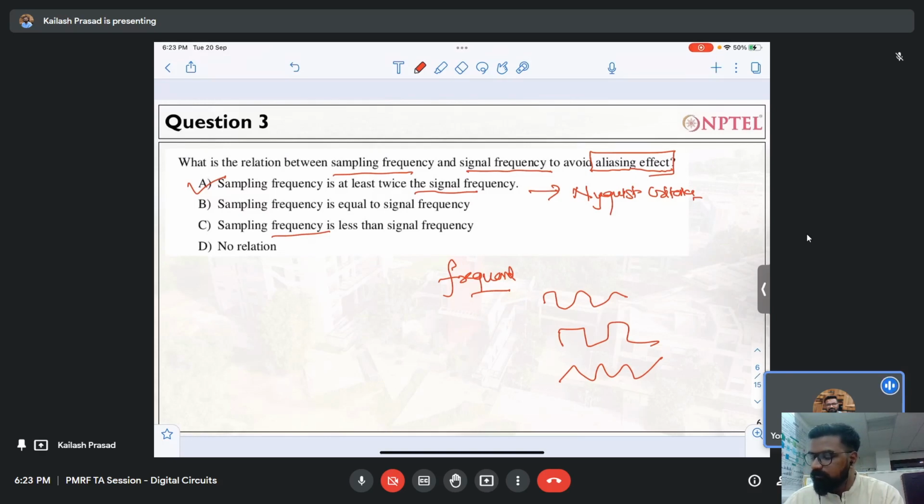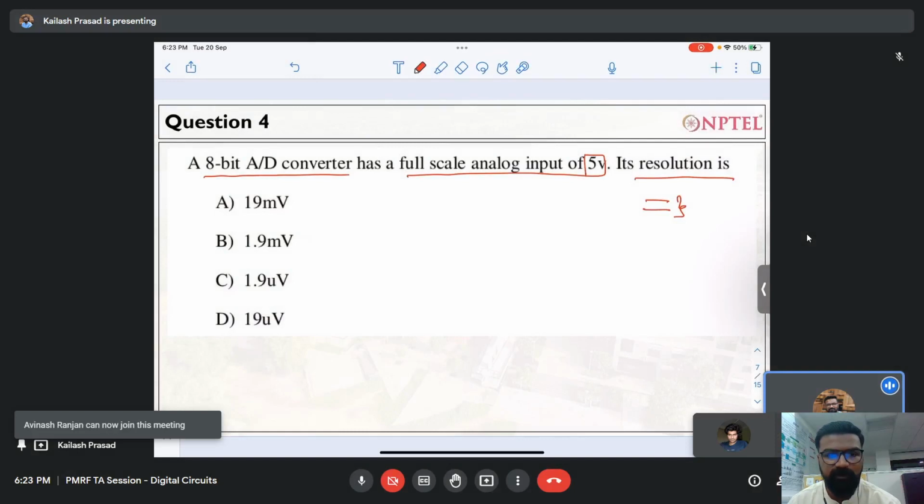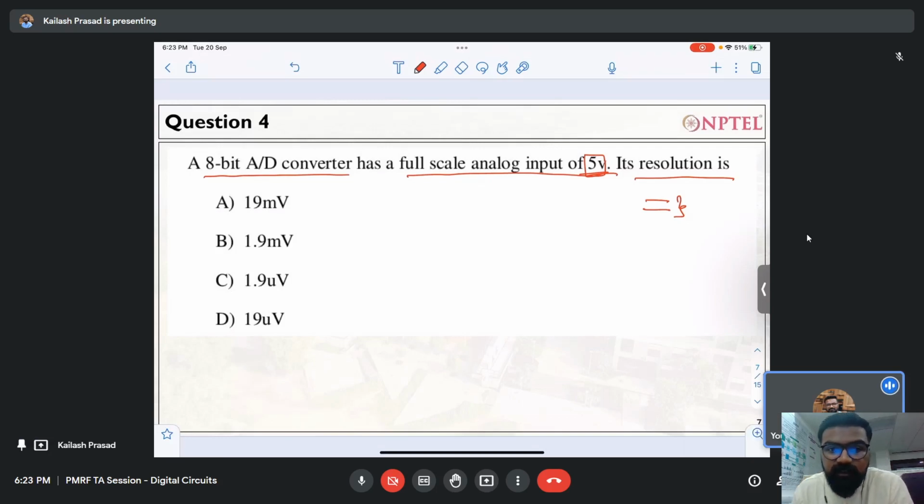Moving to the fourth part, again a very simple question. Anybody wants to give me the answer? This is an 8-bit analog to digital converter, which has a full scale analog voltage of 5 volt. The question is, what is the resolution? Which means, what is the difference between two consecutive values for an 8-bit analog to digital converter which has the analog input of 5 volt? Very simple question. I have already discussed this in the last tutorial. Anybody wants to answer?